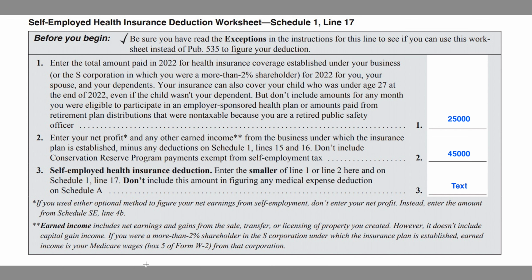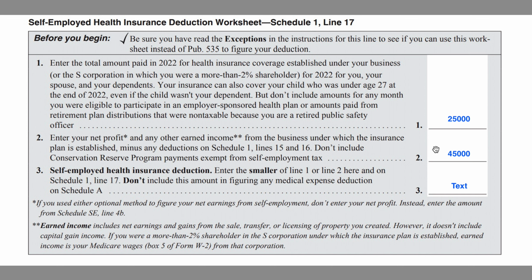So this worksheet is fairly straightforward. We're going to enter an amount in line 1. We're going to enter a different amount in line 2. And then we're going to compare whichever one is the smaller. And that will be the item that gets used in line 17 as the self-employed health insurance deduction.